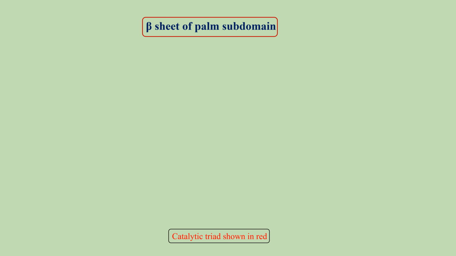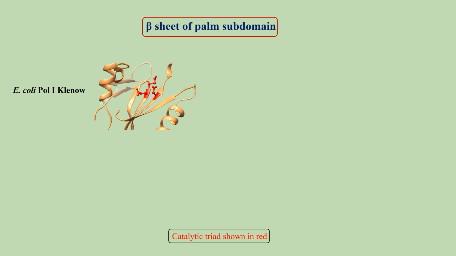The palm is formed by alpha helices stacked against a beta sheet. Here are the palm subdomains of the DNA polymerases we have seen in the previous slide.